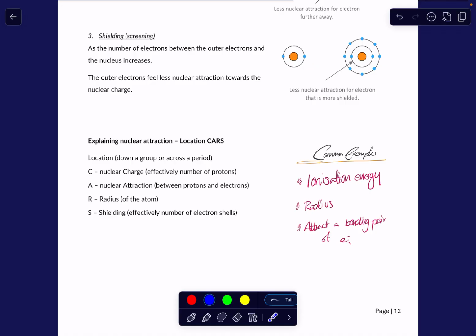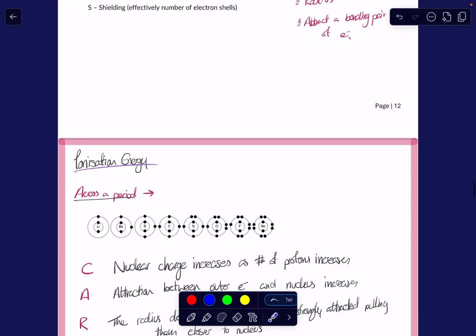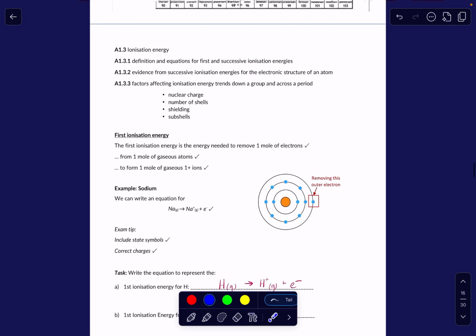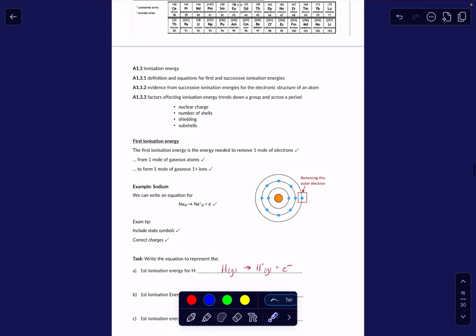CARs can give you the answer to all of these things very, very quickly. Let's go through some examples step by step. So I mentioned ionization energy, and this is something I'm going to cover a little bit more in the next video, but to give you some context, this is page 11, and I will cover this in the next video.